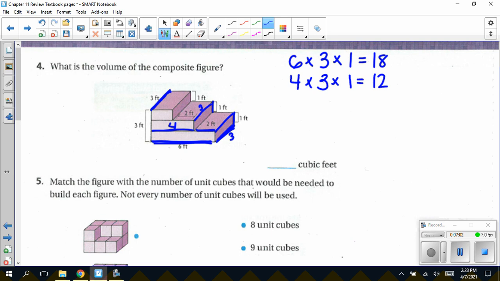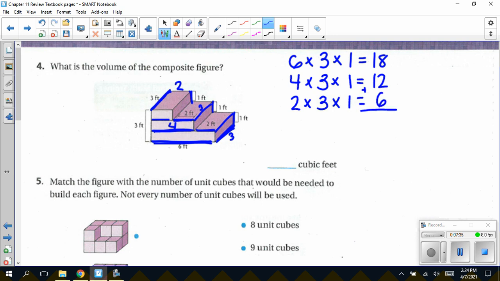And now for the little prism. Again, they are telling us for the length, for the middle prism, we had 4 feet. Well, this piece right here, they're telling us is 2 feet. So therefore, this missing length right here, we know 4 minus 2 would be another length of 2 feet. The width is remaining a 3, and the height, again, we see is 1. So 2 times 3 is 6, 6 times 1 is 6.